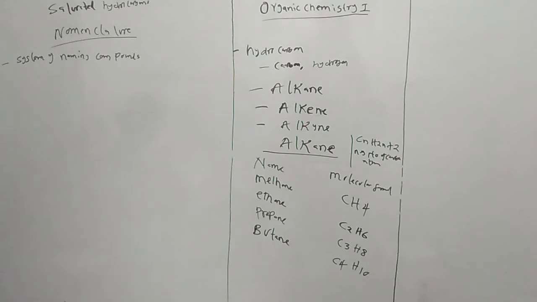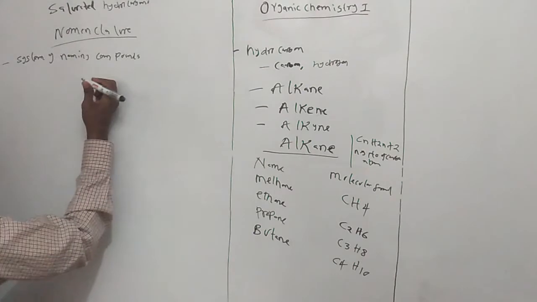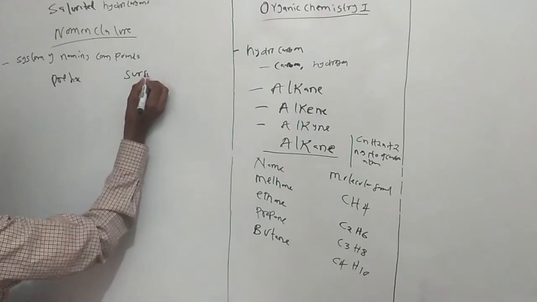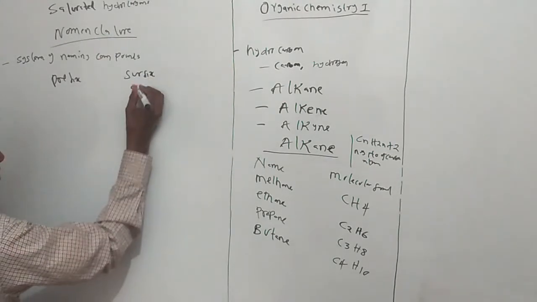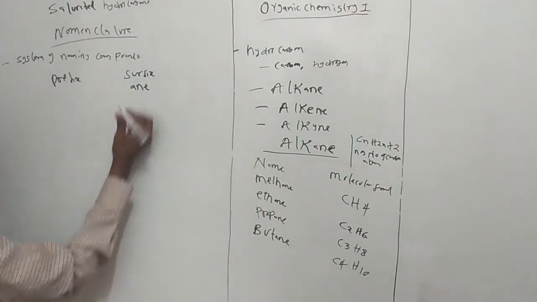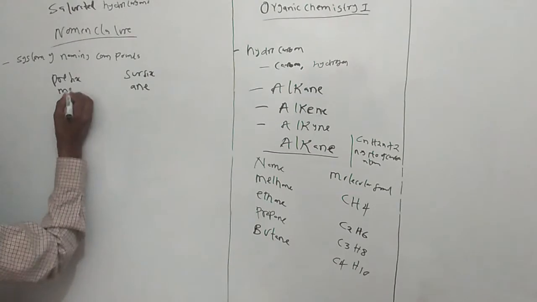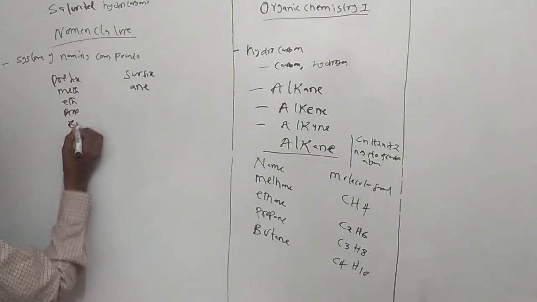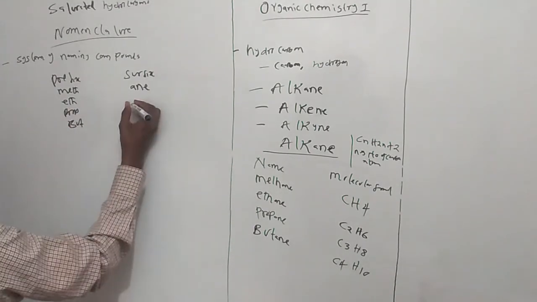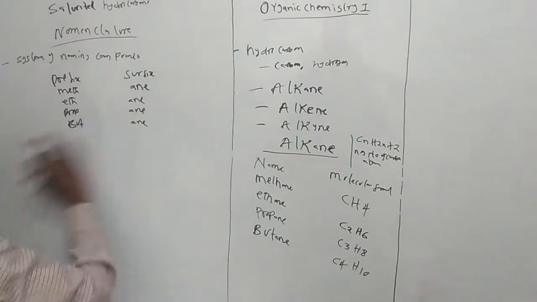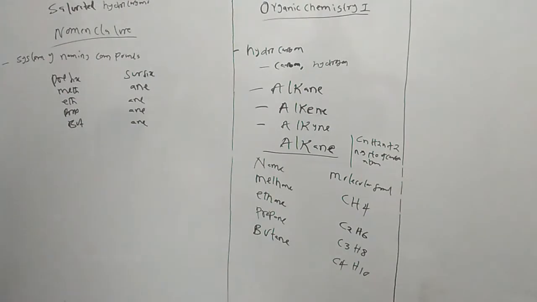Alkanes have names which end with the suffix "ane." We have prefix and suffix here. All the alkanes have the suffix ending as "ane." If we take an example of the first four, the prefixes are meth, eth, prop, and but. The suffix is the same. So it means we'll have methane, ethane, propane, and butane.